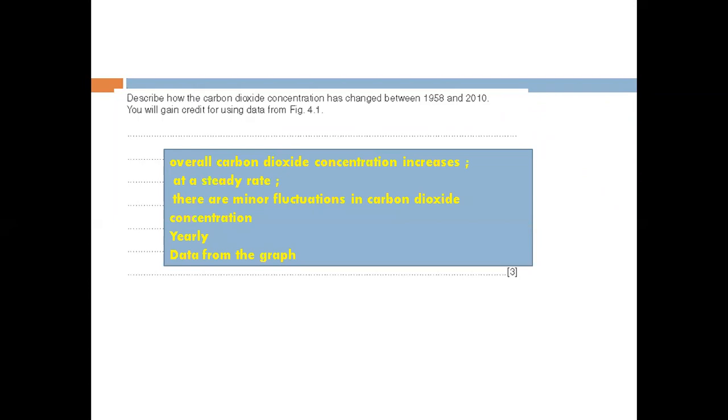I discussed with you all that overall carbon dioxide concentration is increasing at a steady rate, and there is a minor fluctuation in carbon dioxide concentration yearly. In this explanation you will say that overall there is an increase in carbon dioxide, but there is a minor fluctuation up and down, right? Now, after that, you will give the data from the graph with the unit, okay? This is how you will describe the graph.